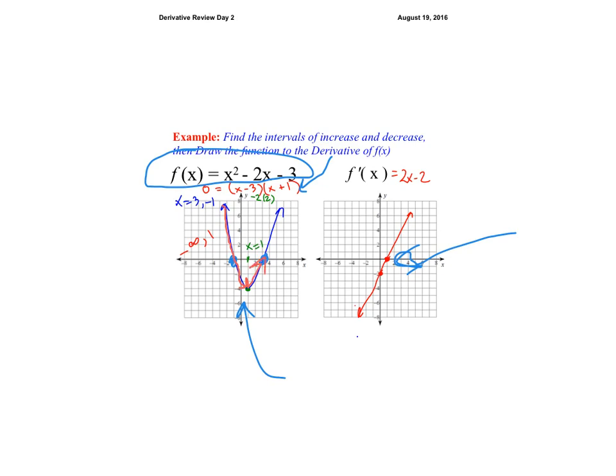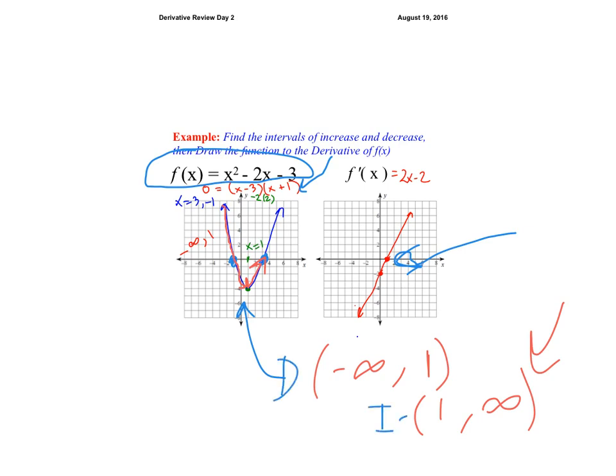So at 1, that's where the change happened. The interval of decreasing would be from negative infinity, don't include negative infinity, you cannot include that in the set, all the way to 1, and we also don't include that point either, because at 1 you cannot make an argument that it's increasing or decreasing. And then it's from 1 to infinity. That right here will be the interval for the increase. So the decrease will be this part, and the increase will be this part.